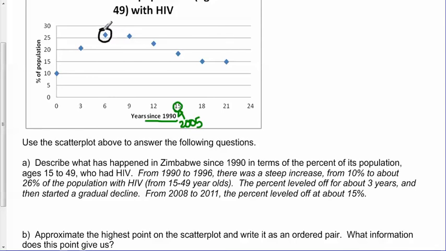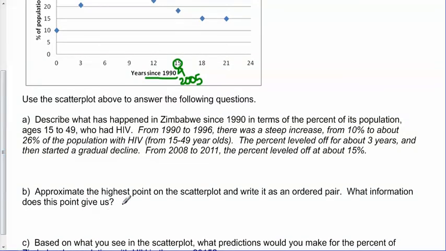And if we were to approximate that point, remember we would go along the horizontal first. So that would take us out to 6. And then I would go up to about, I'm guessing that's around 26. So we could estimate that point as (6, 26). Okay. So that's the first thing they ask us in part B, approximate the highest point, (6, 26). Now, that's not enough. We have to answer the other part of the question.